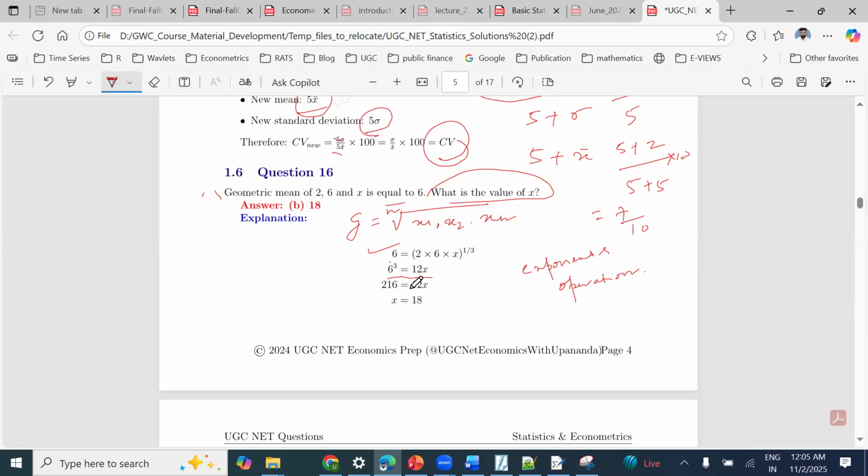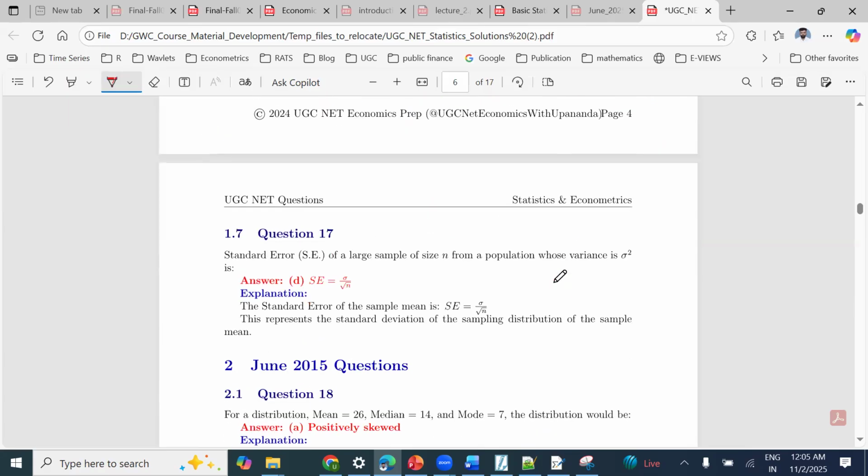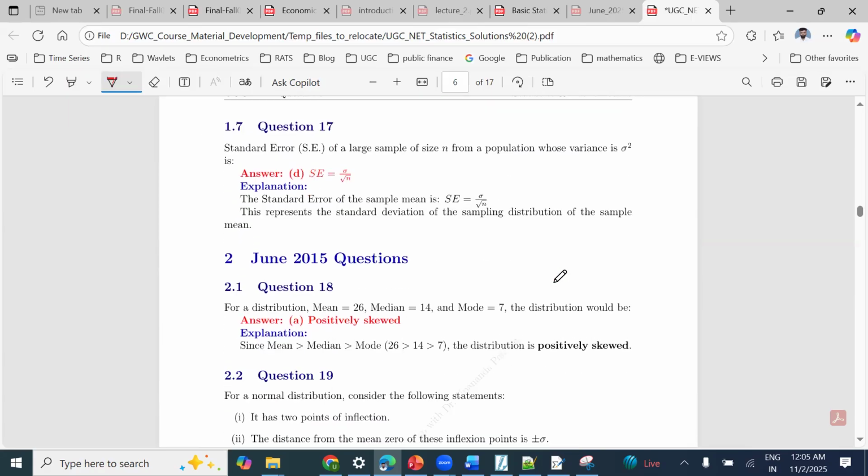So 6 cubed is equal to 12x. Now I think all of you can easily solve it. That's not a problem. Clear?